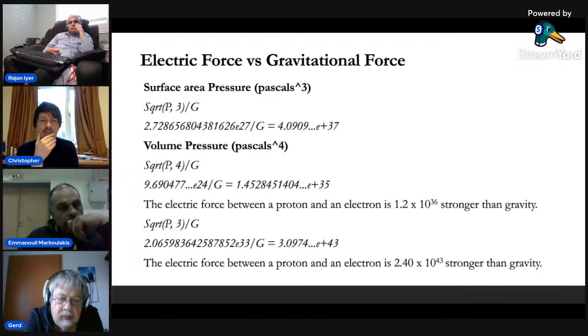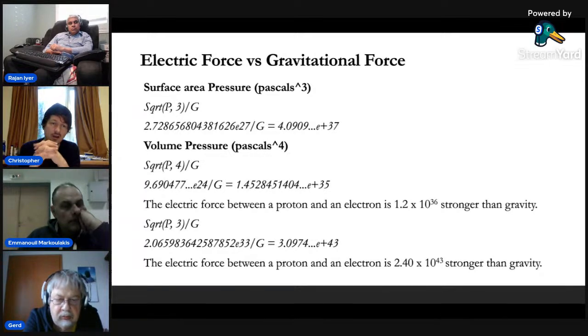But if instead of looking at the surface area, we look at the volume pressure, that would be pascals to the fourth, obviously. So we need the fourth root in this case, and we also get a number that is very close to 10 to the 36. So that could be indicative of that.